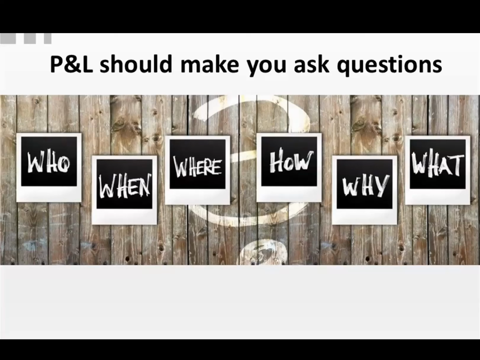The profit and loss is intended to make you ask questions. So if you are reading a profit and loss and not asking yourself questions, then you should ask yourself the question, why am I not asking questions? Because that's exactly the purpose of this document. If it's just a glance at it, making sure it's there, it's not adding value. You want it to lead you to ask questions and understand how to focus your time in order to make your business more successful.